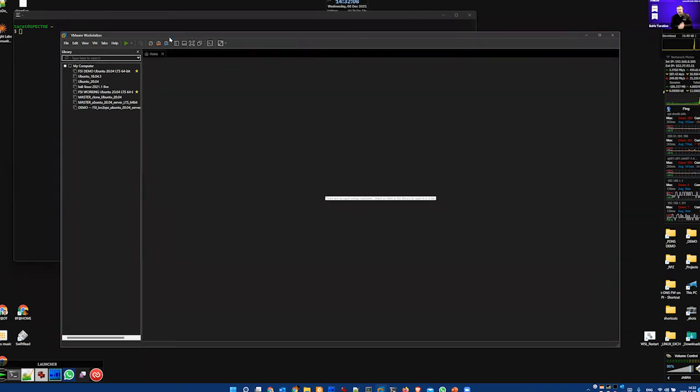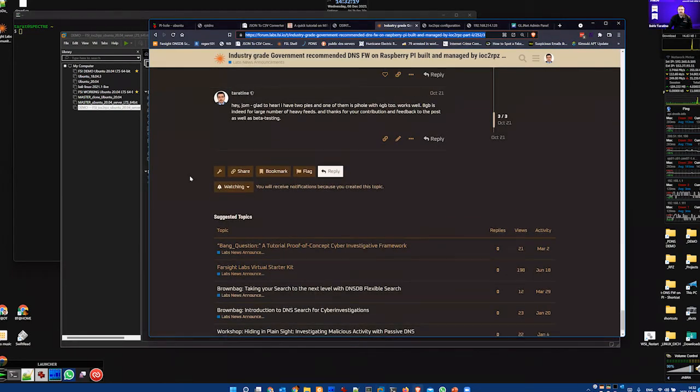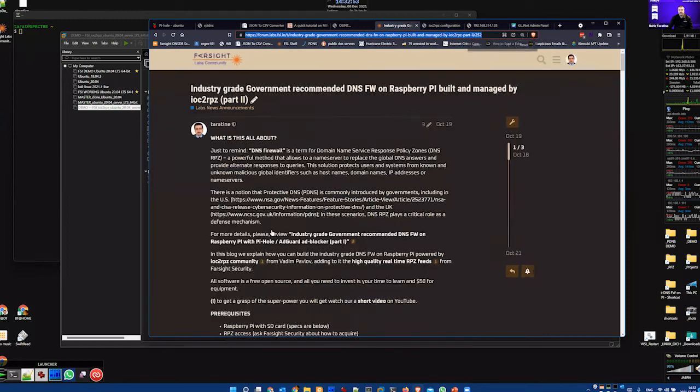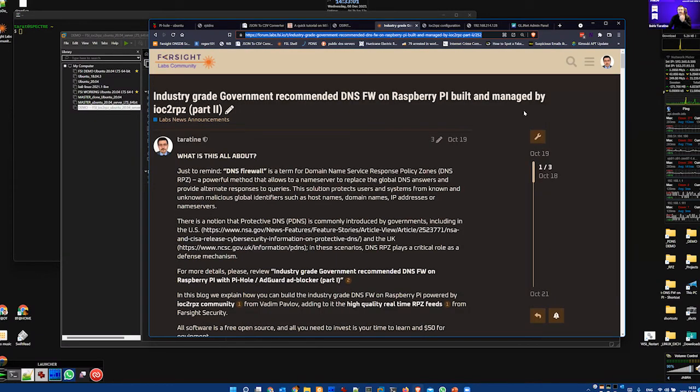So instead of building on Raspberry Pi from the very beginning, it is really absolutely the same, and it doesn't really matter whether you build it on Raspberry Pi or not. By the end of this process, you would have an industry grade, government recommended DNS firewall. This is not speculation or exaggeration, this is a fact. On Raspberry Pi, yes, if you follow this blog, but I would be doing the same thing on a VM because it's just easy. Okay, clone it, etc. It's just easy for presentations, and it's managed by IOC to RPZ. So you will go and read, and it's very, very easy. If you find some discrepancy, leave it in a comment, we will improve it.